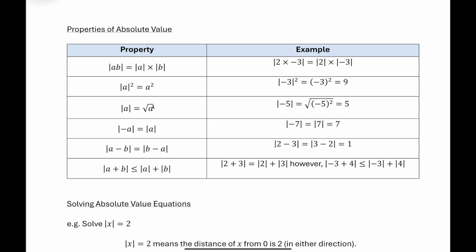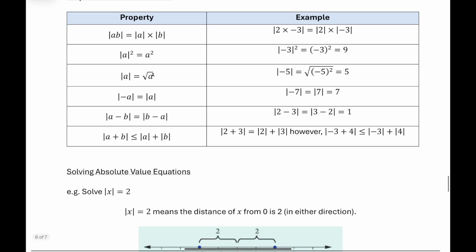If I have the absolute value of a minus b, I can change the signs and still have the absolute value sign, and they will be equal to each other. So like this over here. And lastly, we proved before that these two are not equal to each other, but what does happen is that the left-hand side, the absolute value of a plus b, will always be equal to or less than if I were to separate them. So that's why we use the inequality instead of the equal sign there.